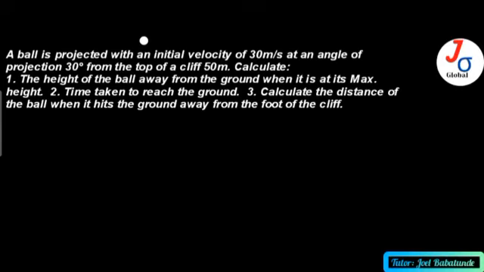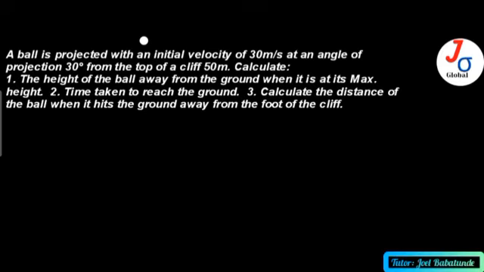Hi, so we have this question right before us, and it's a projectile question, so we have to do justice to this question. All right, so I'm going to read through the question first before I start explaining. A ball is projected with an initial velocity of 30 meters per second at an angle of projection 30 degrees from the top of a cliff 50 meters.